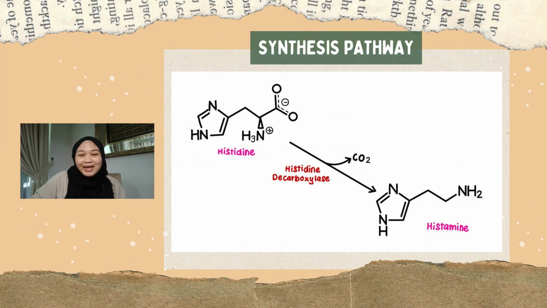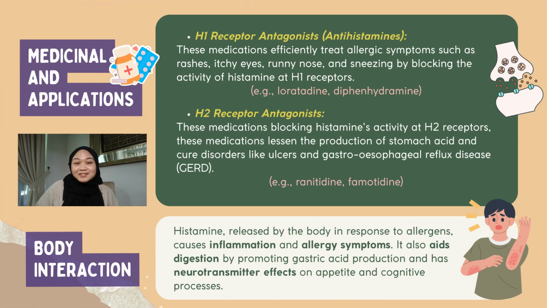Next, let's take a look at how histamine is synthesized in the body. Histamine is produced from the amino acid histidine, and the enzyme histidine decarboxylase removes a carboxyl group from histidine, converting it into histamine. This synthesis occurs mainly in immune cells like mast cells and basophils, as well as in the gastrointestinal tract and brain. Histamine's physiological roles mean it has a wide range of medicinal applications, particularly through receptor antagonists.